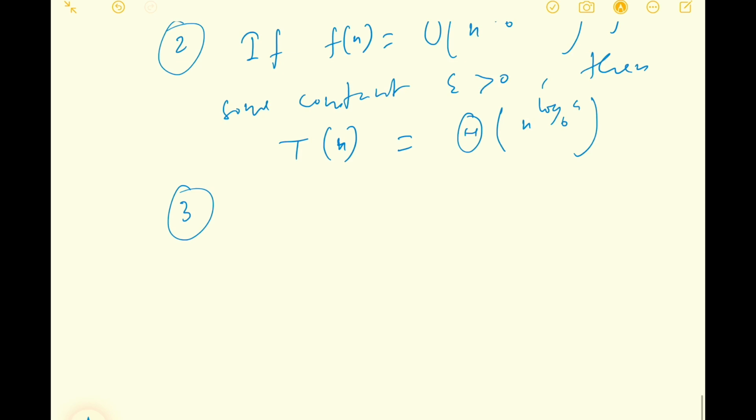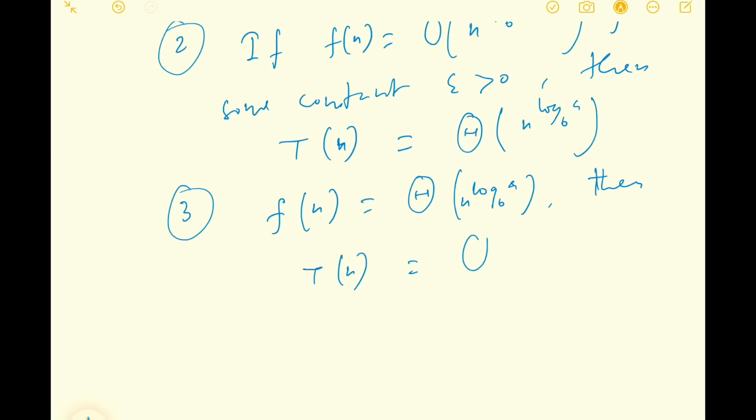Okay, and the third one is what if both are the same, or all the terms are equal. If f(n) equals theta of n to the power log of a base b, then T(n) equals theta of n to the power log of a base b times log n. Okay.